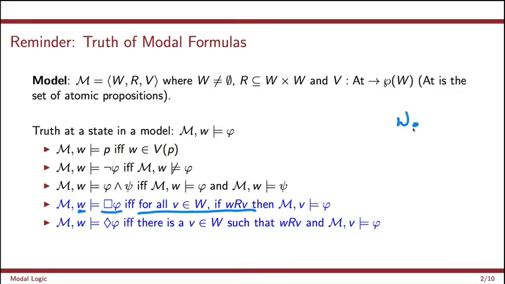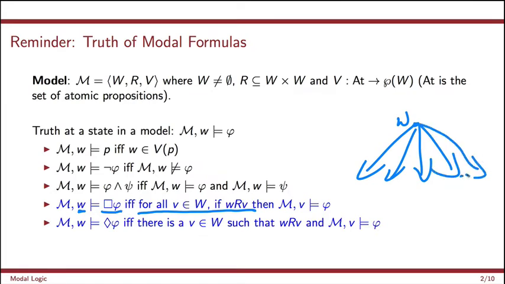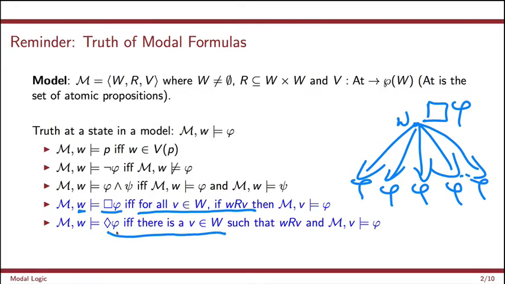So we're at a state W. We look at all of the states that W can see. There's a whole bunch of them. Box phi is going to be true at state W just in case phi is true at all of these accessible states. Diamond is an existential quantifier: if there is a state such that W can see it and phi is true there. So consider the formula diamond psi. This will be true at state W if there is an accessible state in which psi is true. All right, so that's just a reminder of truth in a model.